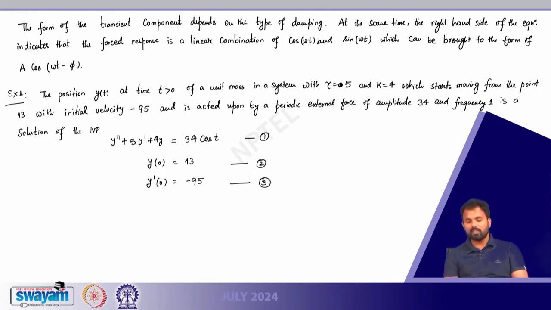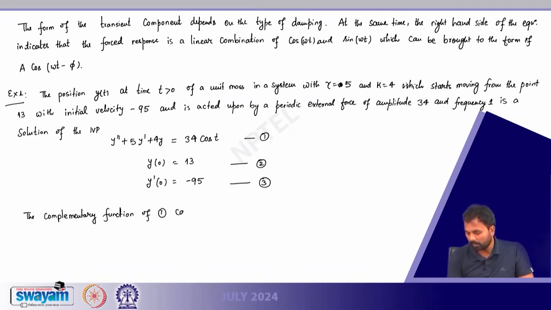A very, very fairly simple second order ordinary differential equation if you know how to solve the right hand side, because for the left hand side it is very easy to write down the complementary function. All right. So, the complementary function of 1 can be determined from y double dash plus 5y dash plus 4y equals to 0.